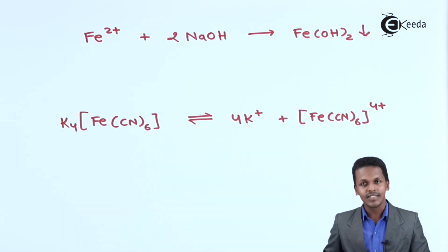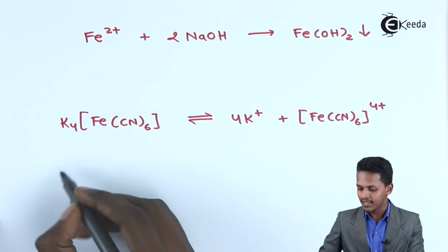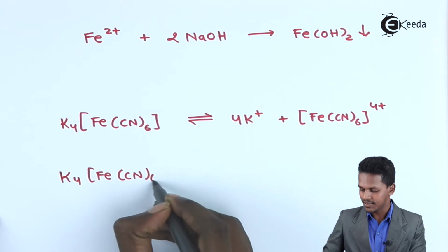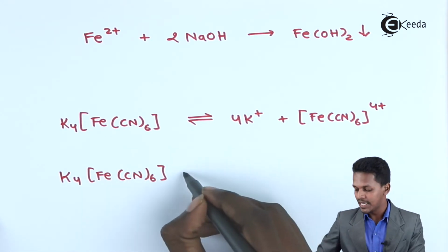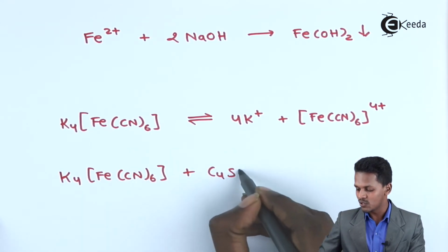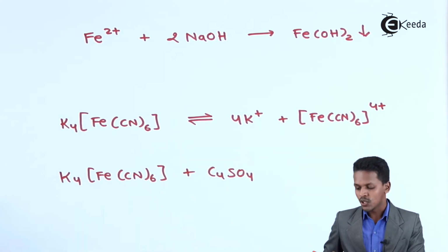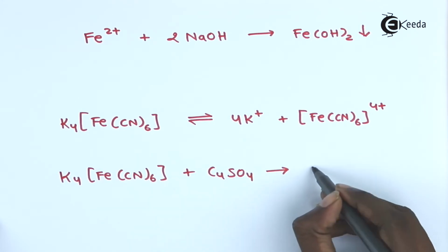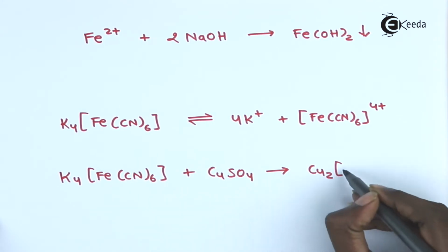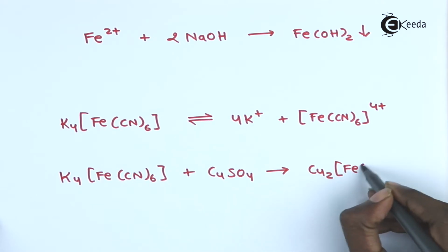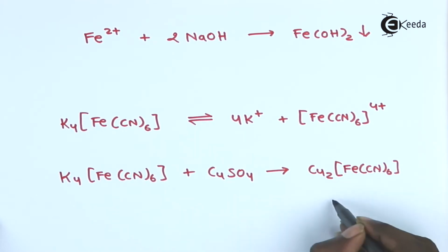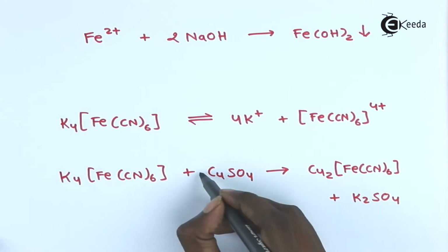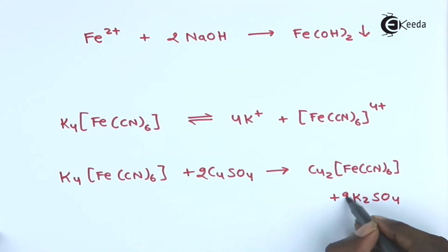And suppose if I'm talking about the complex like K4[Fe(CN)6], and suppose it is treated with copper sulfate, CuSO4. So the complex that has been formed over here, we could get Cu2[Fe(CN)6] plus K2SO4. So here basically we have to balance the reaction. So here I am balancing the reaction.